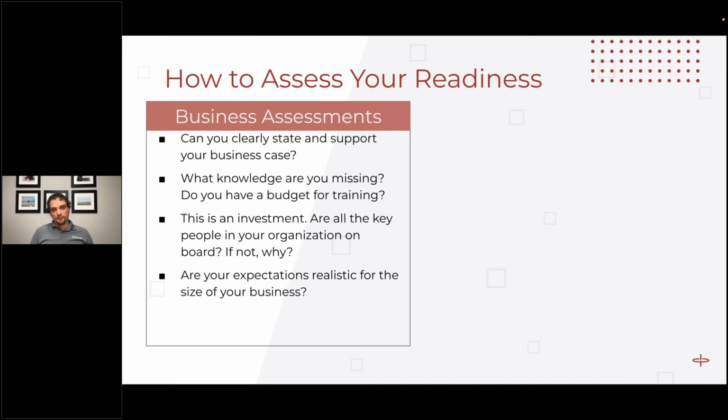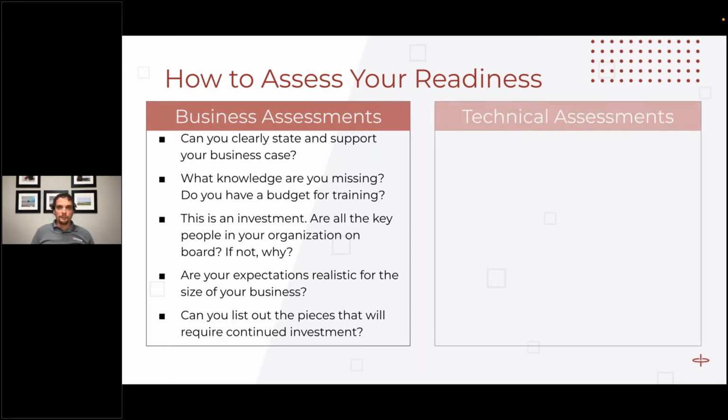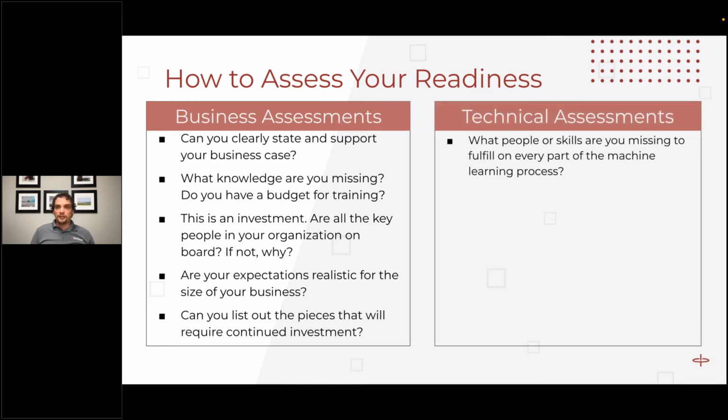If you're a company of 5 people, maybe building a self-driving car isn't the right option for you. But figuring out what is realistic for your business, what can you tackle? And can you list out the pieces that are going to require continued investment and figure out what that looks like? From the technical side, what people or skills are you missing to fulfill on every part of that machine learning process? Sometimes it's easier to just list out the skills.